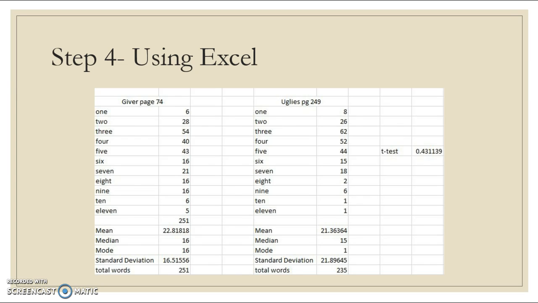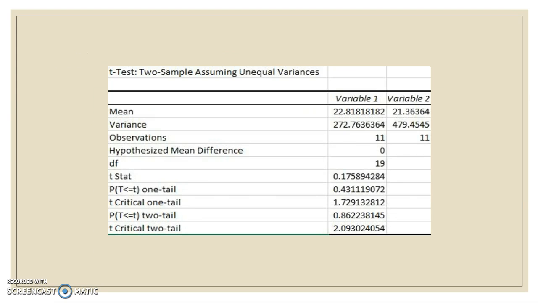You see that their means are fairly close. The medians are also fairly close. And the standard deviation was around 5 off. And the t-test was 0.431139. So I also used Excel to run another t-test, which gave me the variances, which, as you can tell, is almost 200 difference.